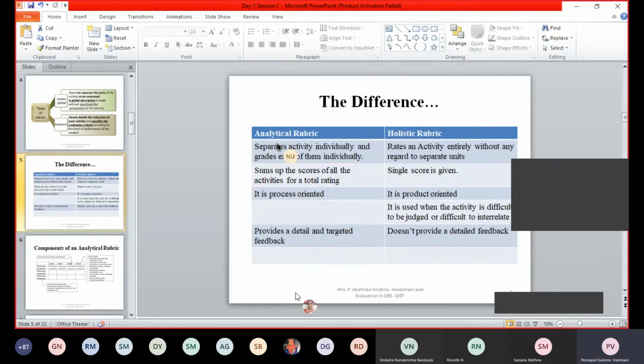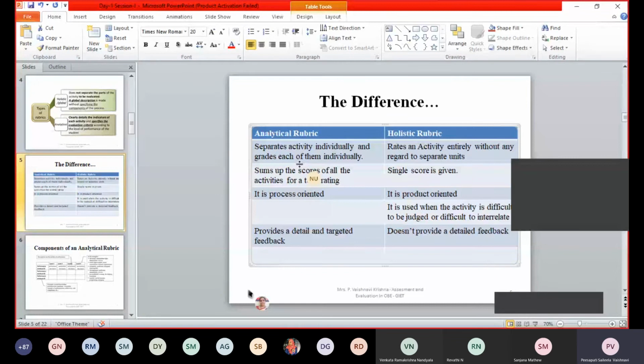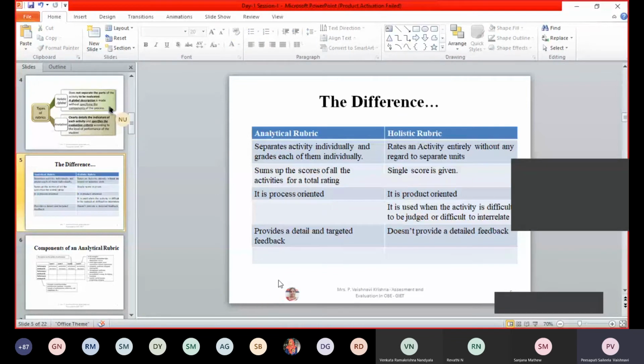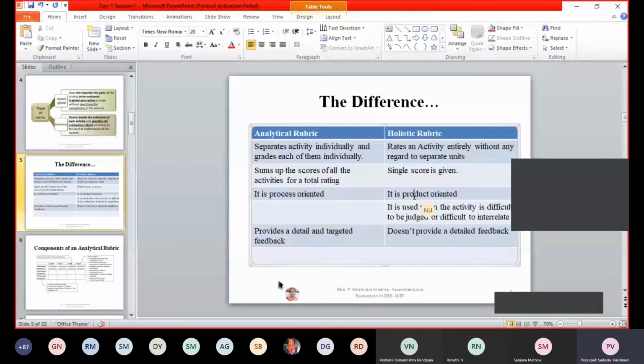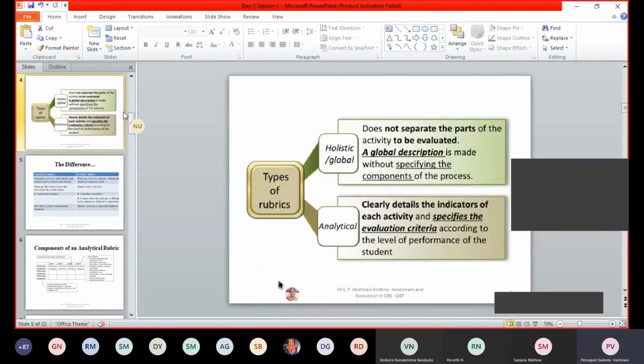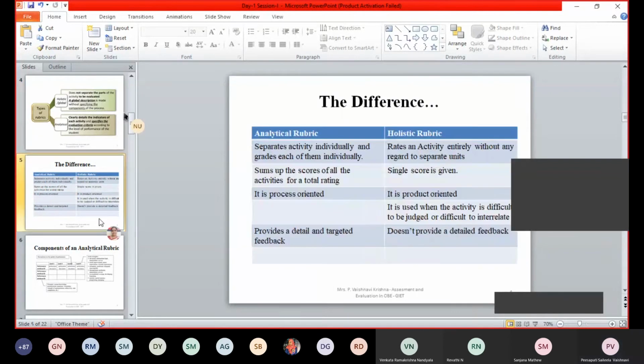Now, what is the difference between an analytical rubric and a holistic rubric? Thank you, ma'am. As discussed, an analytical rubric will separate each of the activities, whereas a holistic rubric does not.